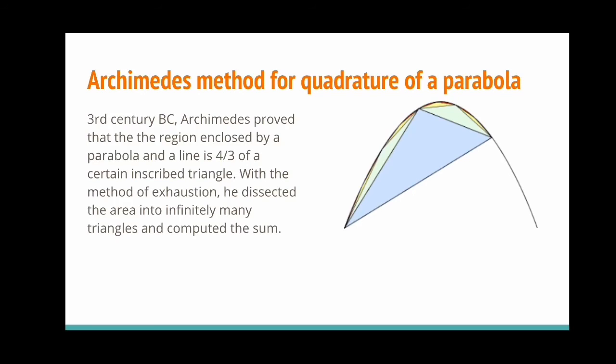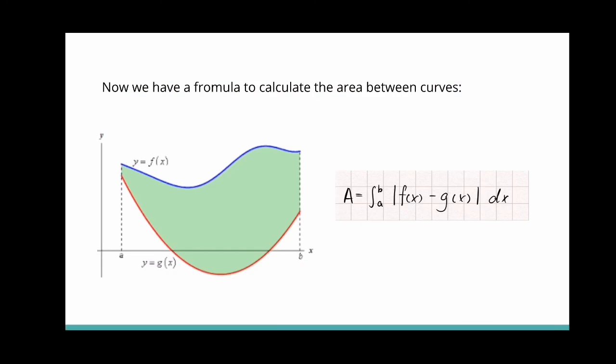In the 3rd century BC, Archimedes proved that the region enclosed by a parabola and a line is 4/3 of a certain inscribed triangle. With the method of exhaustion, he dissected the area into infinitely many triangles and computed the sum of them. Now, we have a formula to calculate the area between two curves.